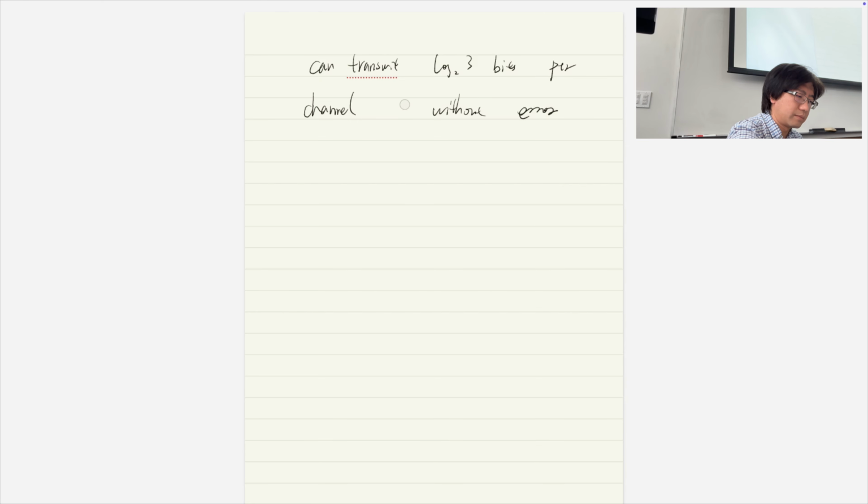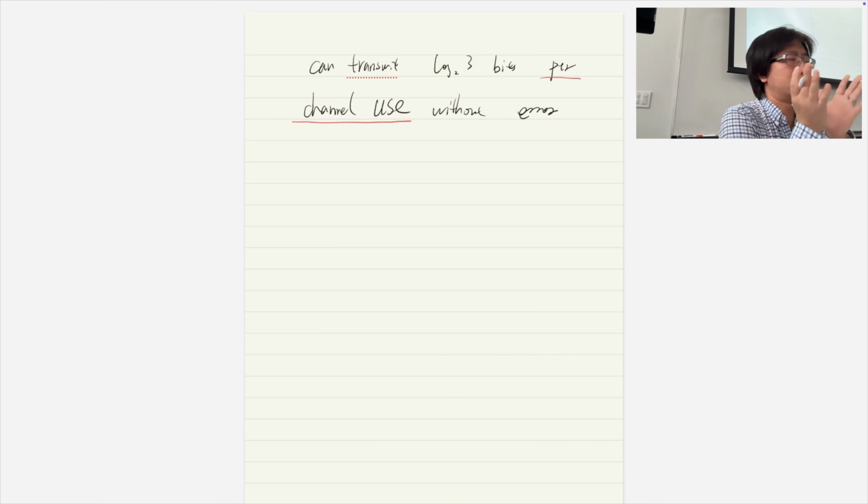Okay, let me write it better. Channel use. Okay, so this is very important. Per channel use basically means that we use the channel once. Every time we use the channel once, we can convey 1 out of the 3 symbols, right? Therefore, we have log 2, 3 bits. So that's how we transmit for this.